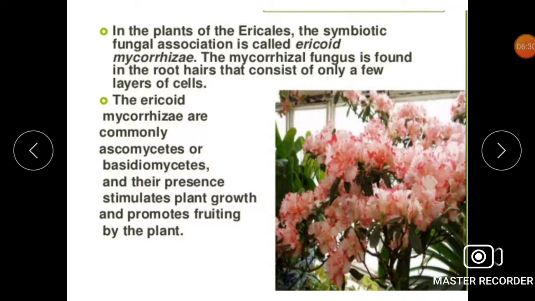In the plants of Ericaceae, the symbiotic fungal association is called ericoid mycorrhizae. The mycorrhizal fungus is found in the root hairs that consist of only a few layers of cells. The ericoid mycorrhizae are commonly ascomycetes or basidiomycetes, and their presence stimulates plant growth and promotes fruiting by the plant.